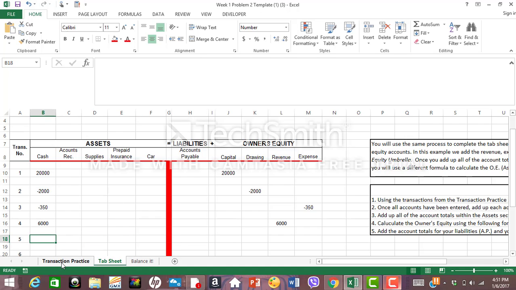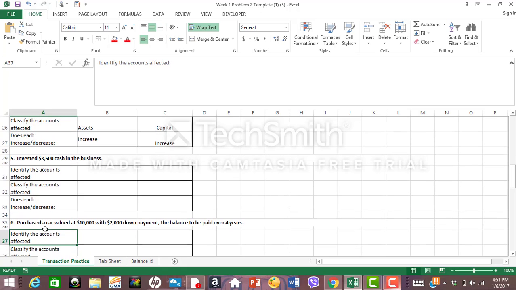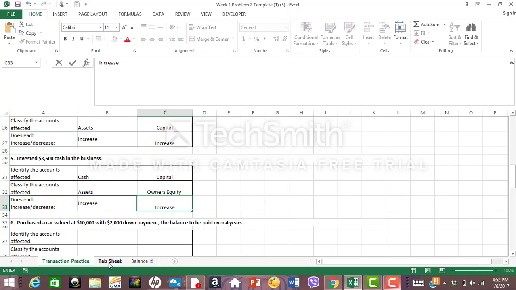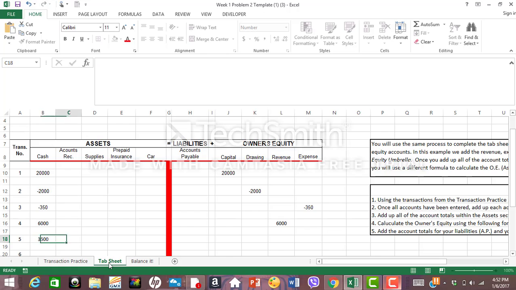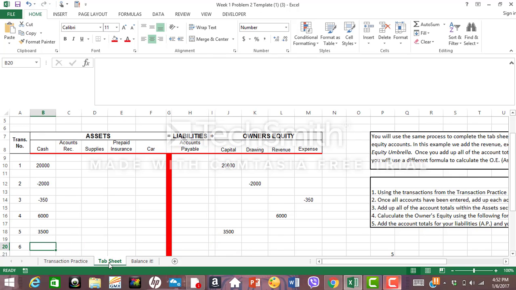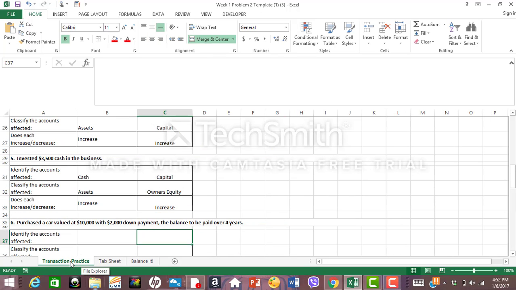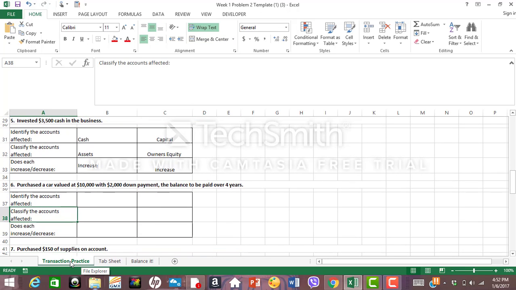So we have cash that increases for $6,000 on this side, revenue, which increases for $6,000 on this side right here. And then we go to transaction number 5, which is invested $3,500 cash in the business. So it is kind of like the very first question. Cash, which is a part of assets, increases. And then we have capital, which is under owner's equity, also increases for $3,500. So we increase cash for $3,500, and we increase capital for $3,500. We go back to the transaction practice.